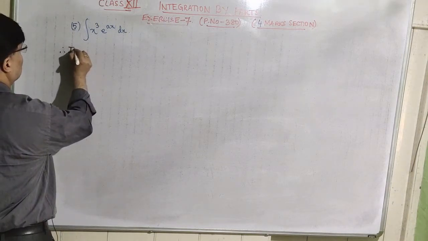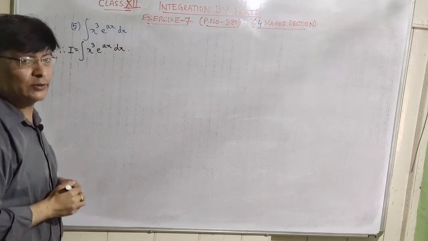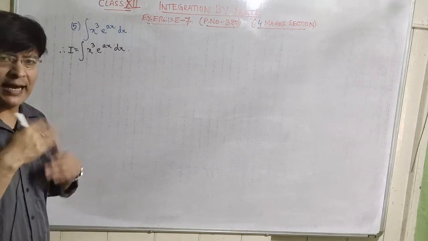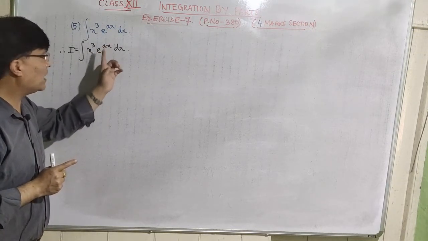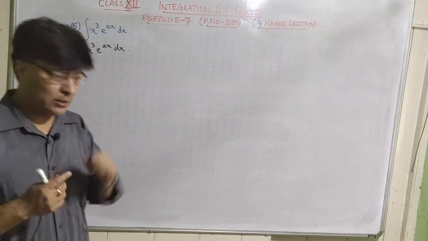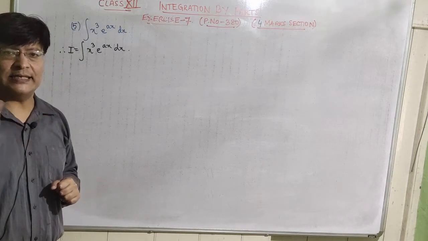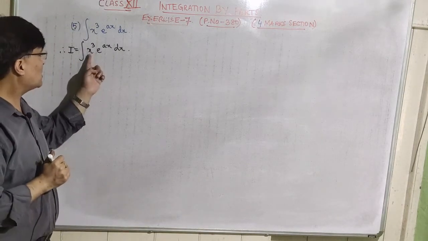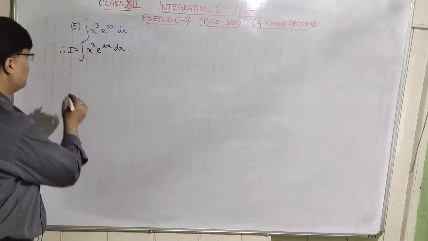So I is equal to integration of x cube e to the power ax dx. Now this is the integration of the product of two different functions. So what type of functions are there? You should know it. x cube is an algebraic function, that is A. E to the power ax is the exponential function, that is E. Among these two letters A and E, which letter comes first in the word ILATE? A comes first, isn't it? So x cube is the first function and e to the power ax is the second function. So we can use integration by parts in this case.